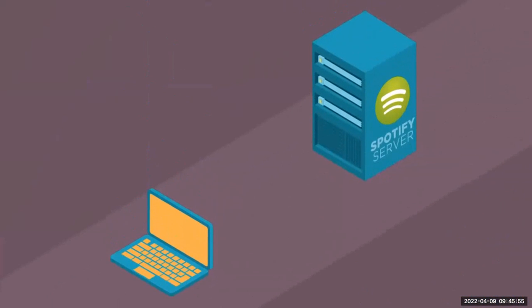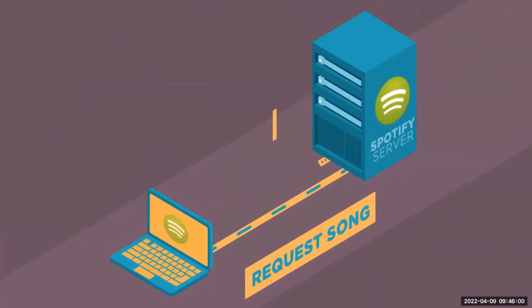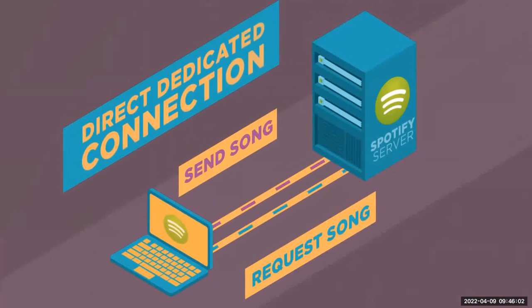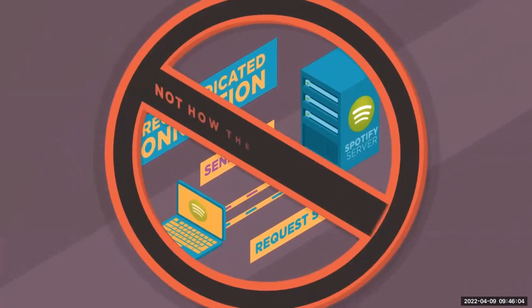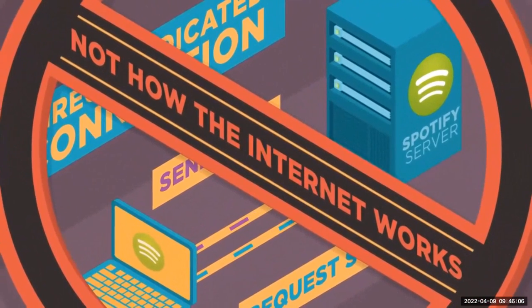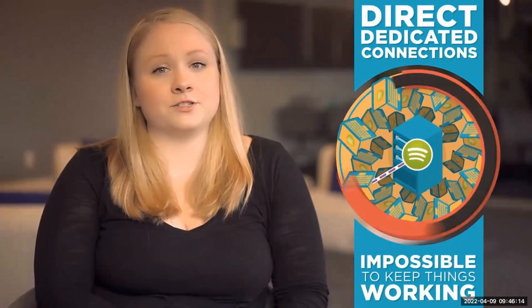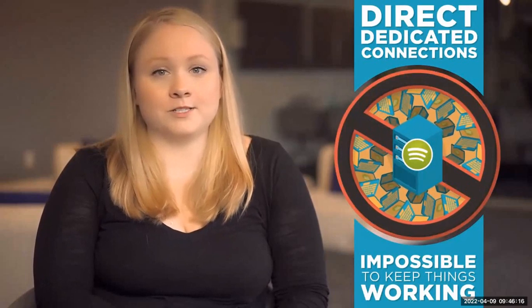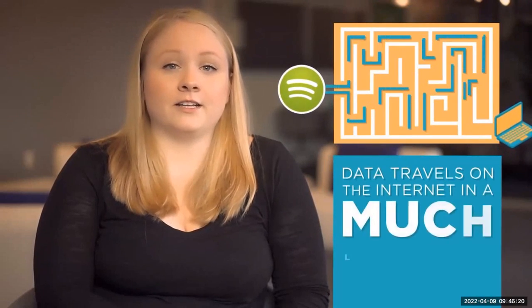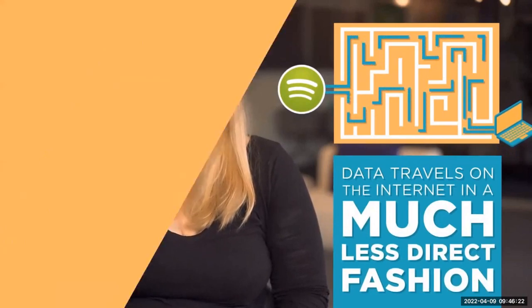Say you want to play a song from Spotify. It seems like your computer connects directly to Spotify's servers, and Spotify sends you a song on a direct, dedicated line. But actually, that's not how the internet works. If the internet were made of direct, dedicated connections, it would be impossible to keep things working as millions of users join, especially since there's no guarantee that every wire and computer is working all the time. Instead, data travels on the internet in a much less direct fashion.